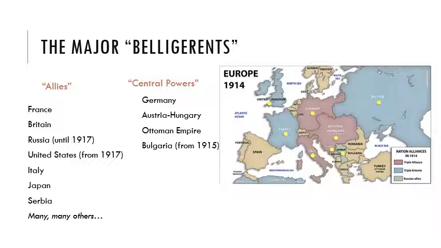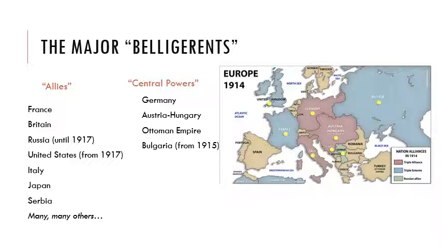On the Allies side, you have France, Britain, and Russia until 1917, after the Bolshevik Revolution, when Russia leaves the war. Then from 1917 to the end of the war, you have the United States. You also have Italy, Japan, Serbia, the ground zero of the outbreak of war, and many other nations, because a lot of them were colonized by various European countries at the time, so they're going to be involved as well.